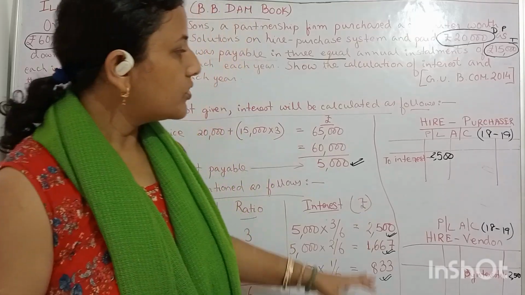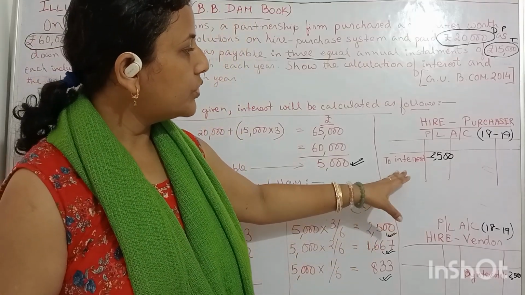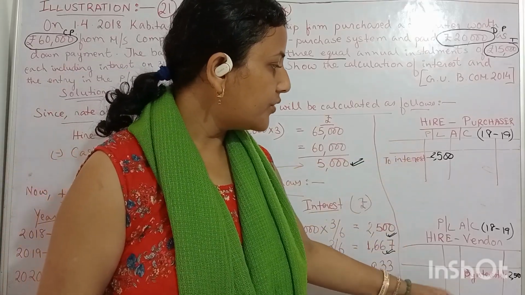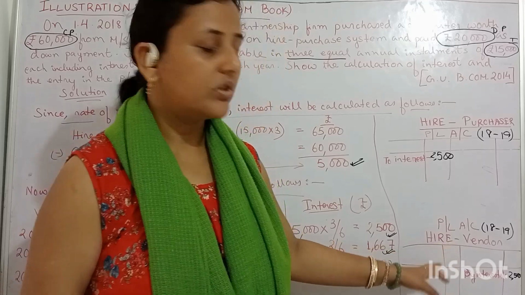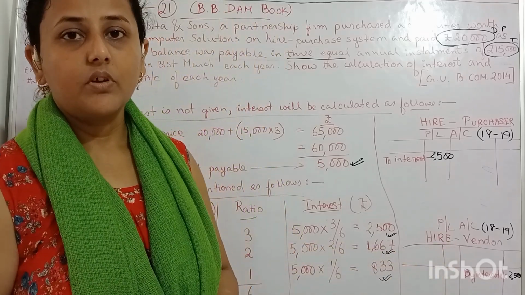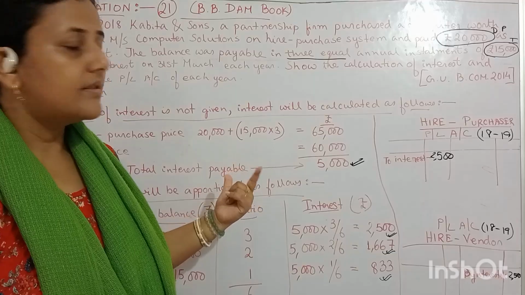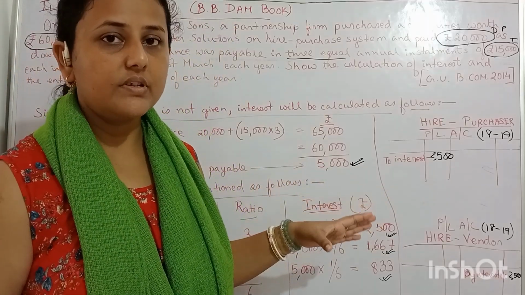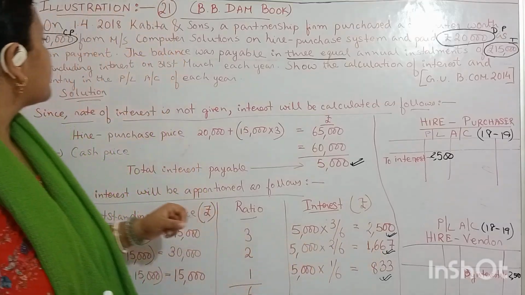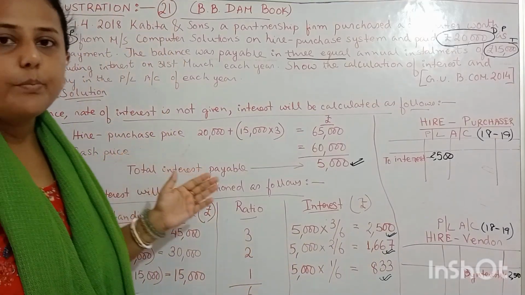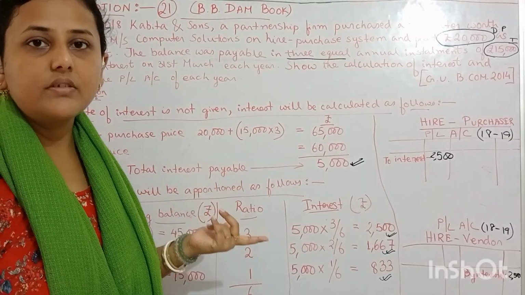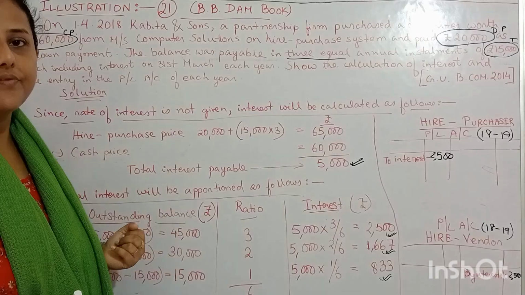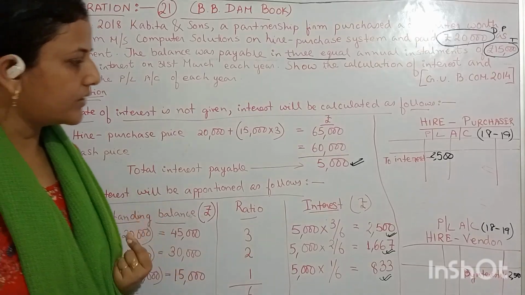So this is how you have to prepare three formats for P&L account in the books of hire purchaser, and three formats for P&L account in the books of hire vendor. That is only asked in this question: to prepare the P&L accounts in the books of hire purchaser and hire vendor, showing how the entries will be passed for the amount of interest charged each year, and the calculation of interest when the rate is not given. So this is how it is calculated.